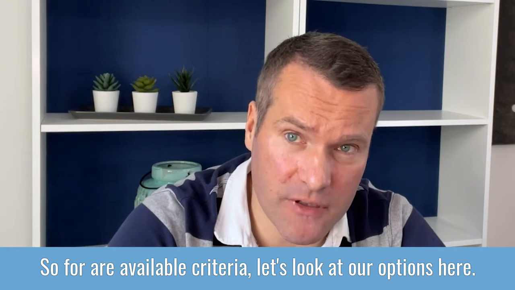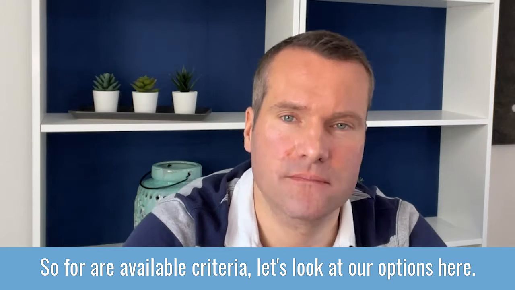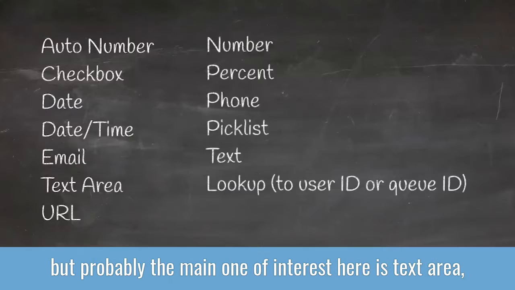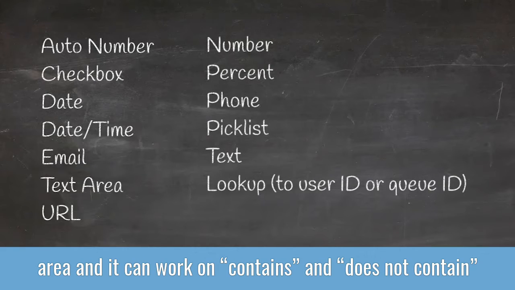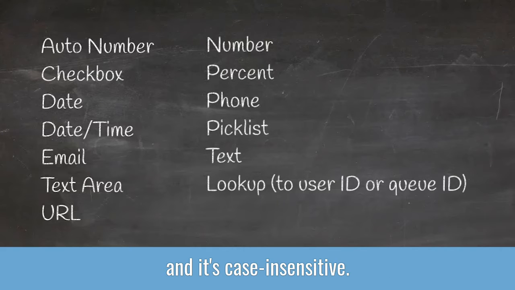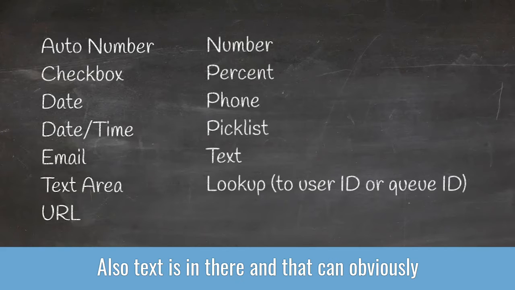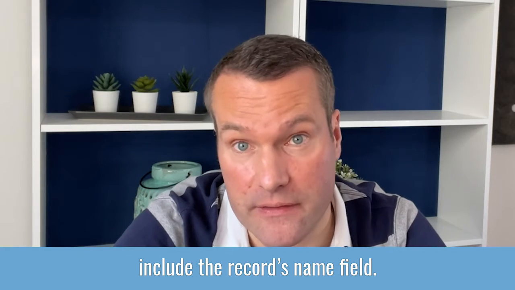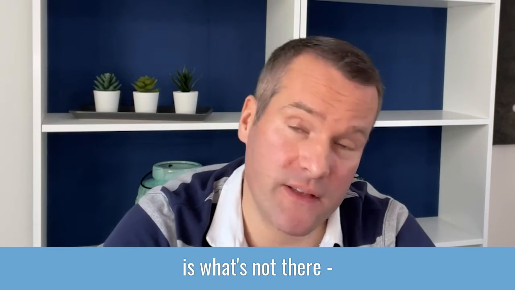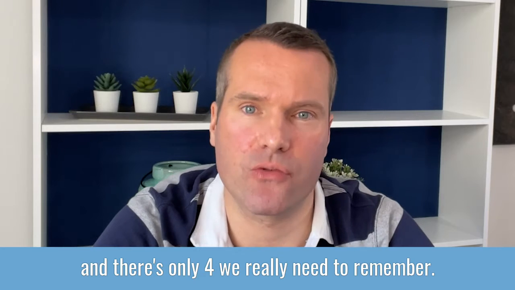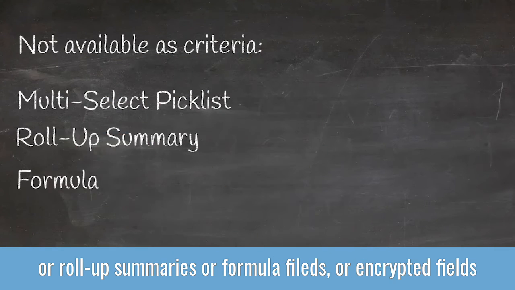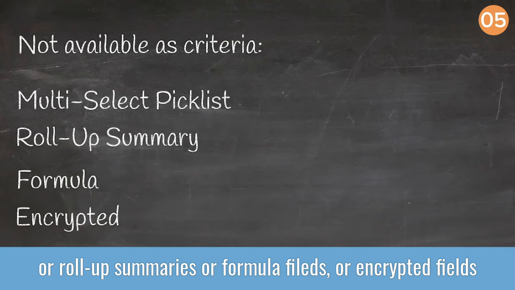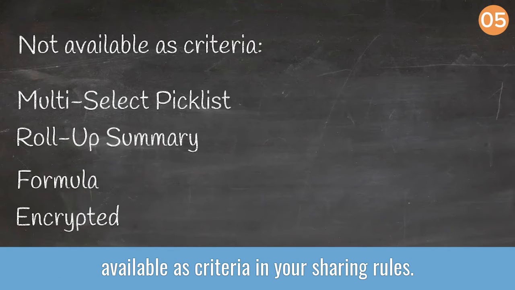So for our available criteria, let's look at our options here. Now we won't go through them all, but probably the main one of interest here is text area, which is included in the list. This is the 255 text area, and it can work on contains and does not contain, and it's case insensitive. Also text is in there, and that can obviously include the record's name field. But I think way more important is what's not there, and there's four we really need to remember. There's no multi-select pick lists, or roll-up summaries, formula fields, or encrypted fields available as criteria in your sharing rules.